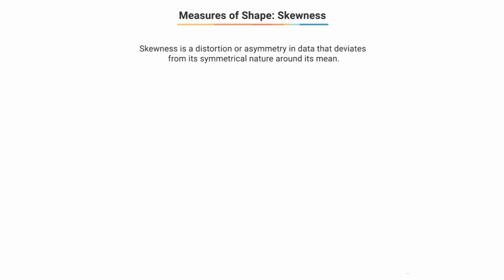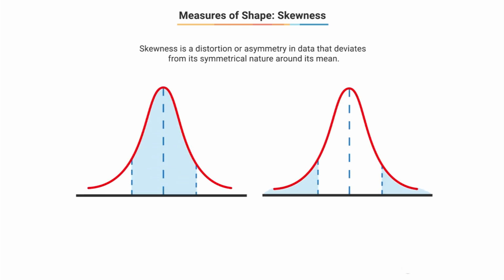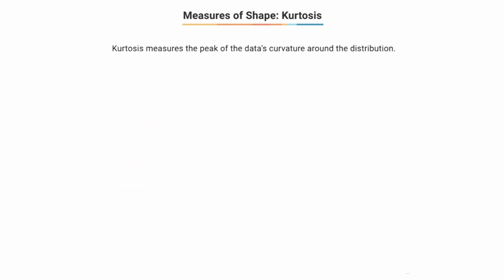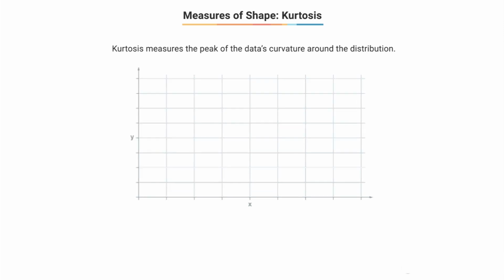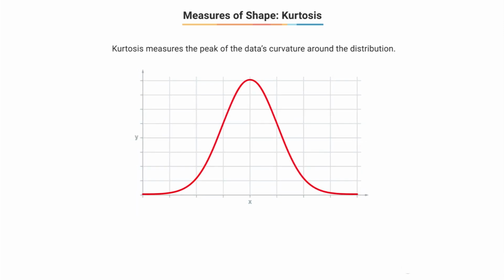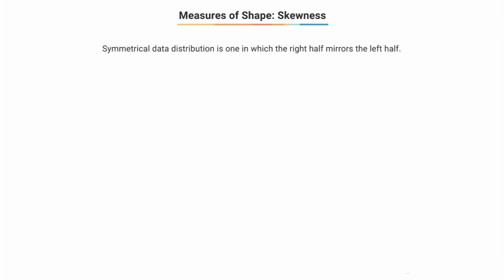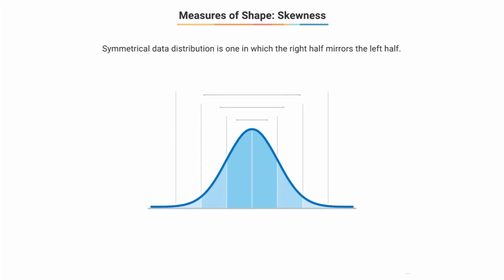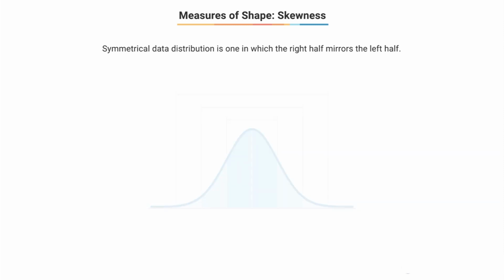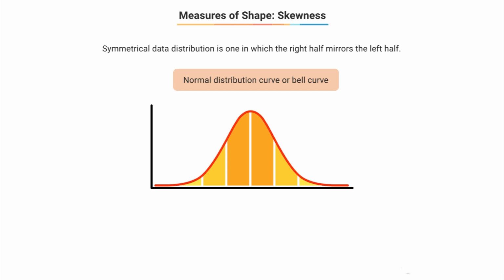Skewness refers to a distortion or asymmetry that deviates from the symmetrical nature of data around its mean, while kurtosis measures the peakedness of the curvature of data around the distribution. The distribution of data in which the right half is the mirror image of the left half is said to be symmetrical. One example of symmetrical distribution is the normal distribution or bell curve.